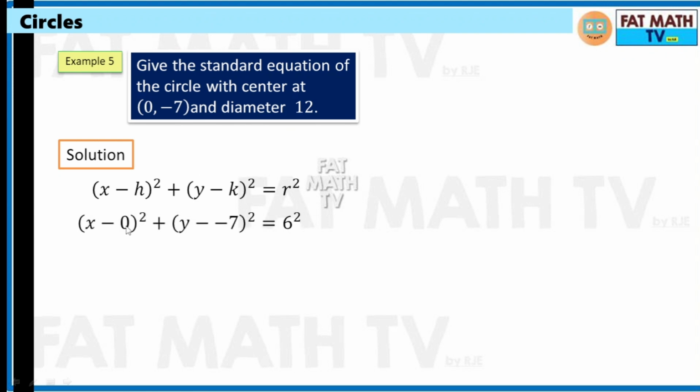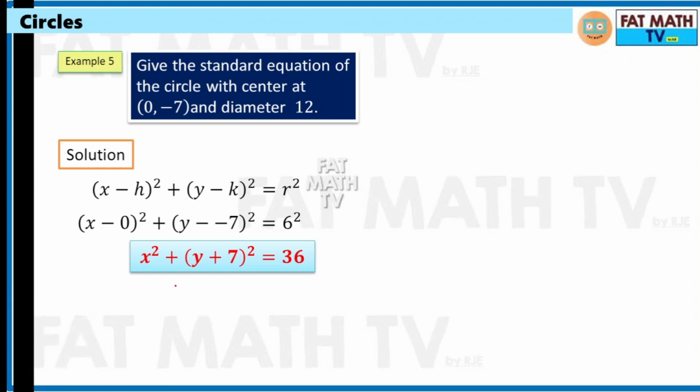So you will have (x - 0)² + (y - (-7))² = 6². Take note, radius is 6 because that is half of 12. So (x - 0)² is x². y minus -7 is y + 7. And then 6² is 36. So the standard equation is x² + (y + 7)² = 36.